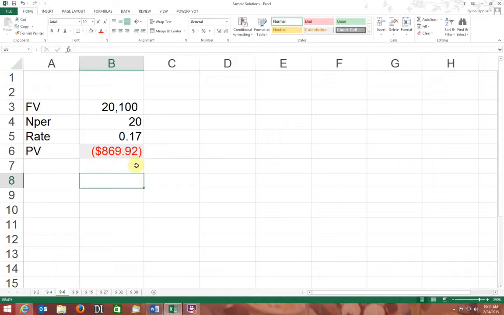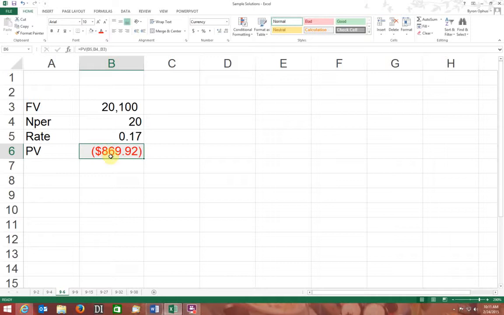So 6 says your aunt offers you a choice of $20,100 in 20 years or $870 today. If money is discounted at 17%, that means my rate's 17%. Again, one of those fancy terms. They're just trying to confuse you. Which should you choose? So really, I just want to figure out what my present value is. That's what I'm solving for here.